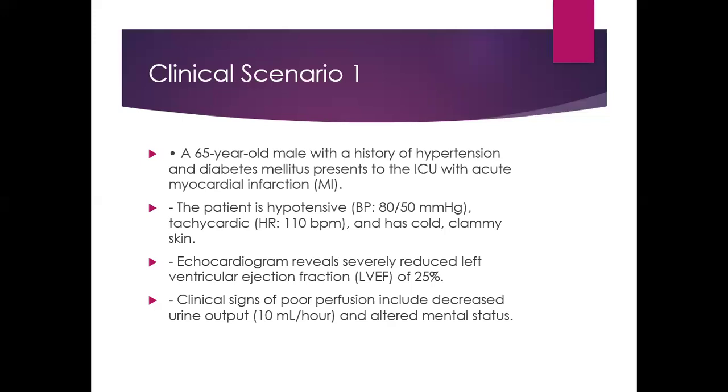You have a 65-year-old male patient with history of hypertension and DM, admitted to your ICU with a provisional diagnosis of acute MI. The patient is hypotensive, tachycardic, has cold and clammy extremities. Echocardiography reveals severely reduced left ejection fraction of 25%. Clinical signs of poor perfusion include decreased urine output, only 10 mils in the last hour, and he has altered mental status. How will you approach this patient?